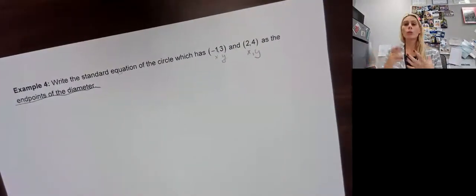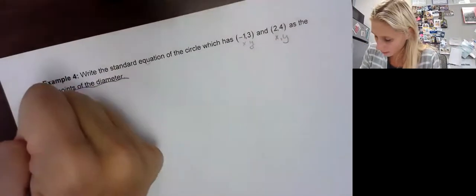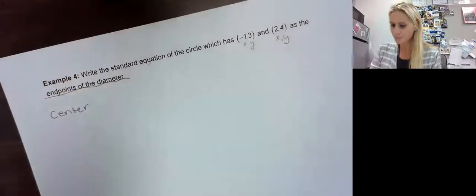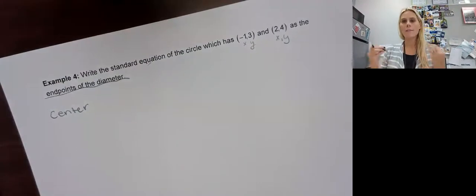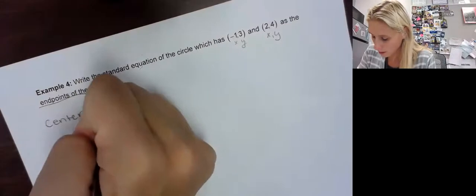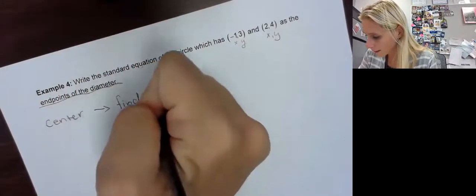How do we find certain things? Well, let's think of it. In a standard equation, we need the center, right? You need a center. How do you find the center of a diameter? Well, to find the center of the diameter, we find the midpoint.